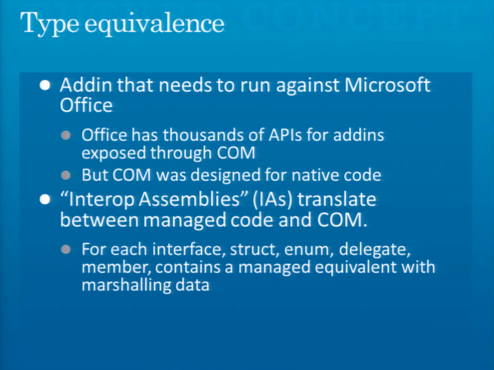So imagine you have an add-on that needs to run against Microsoft Office, which a lot of our developers do. That's one of the great places to use .NET. Office has thousands and thousands of APIs for these add-ins exposed through COM, but COM was designed for native code.